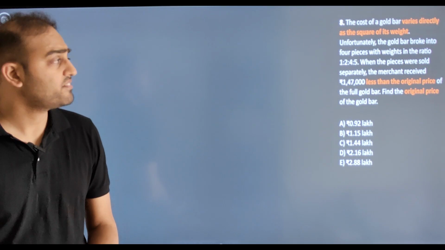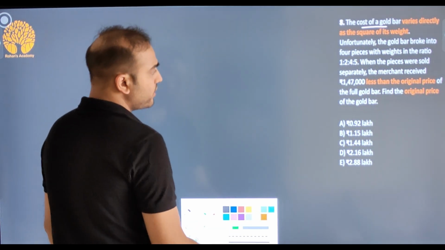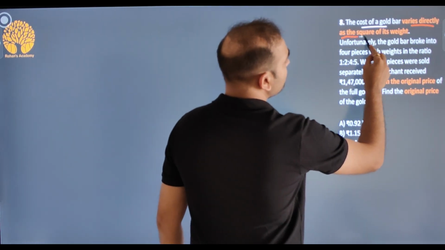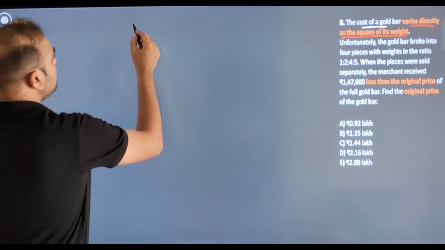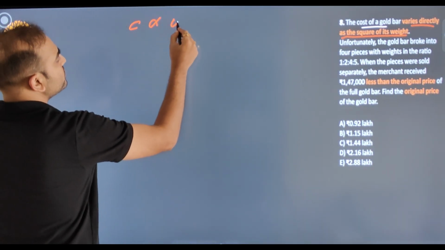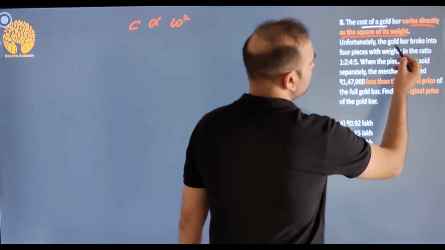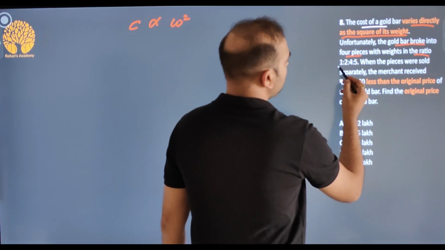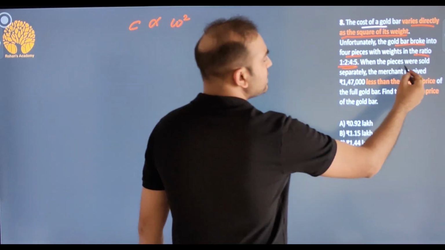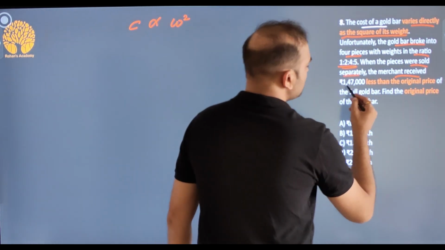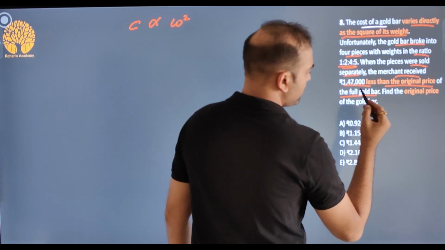All right, an interesting question. So we have cost of gold bar. Cost of gold bar is directly proportional to the square of the weight. Okay, so C is directly proportional to weight square. Unfortunately, the gold bar broke into 4 pieces, weight in the ratio 1 is to 2 is to 4 is to 5. Now the pieces were sold separately. The merchant received 1,47,000 less than the original price of the full gold bar.